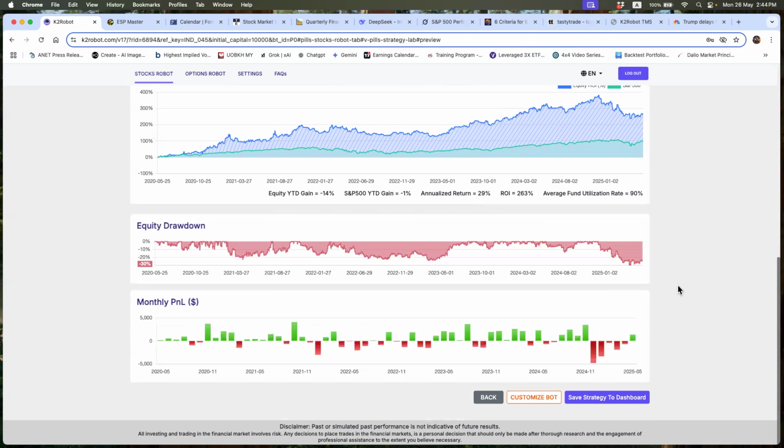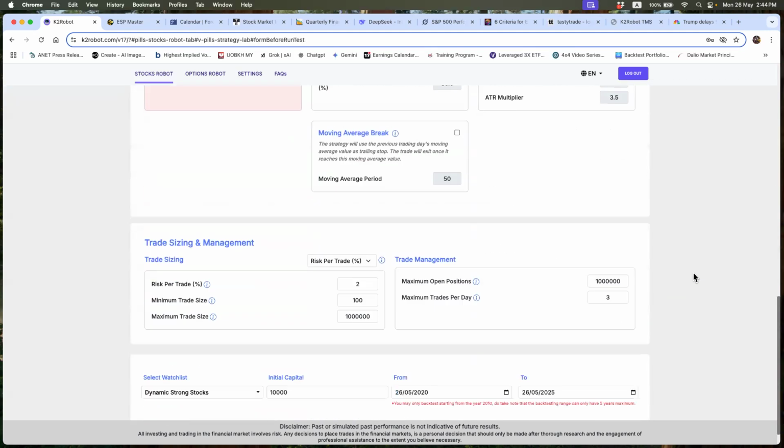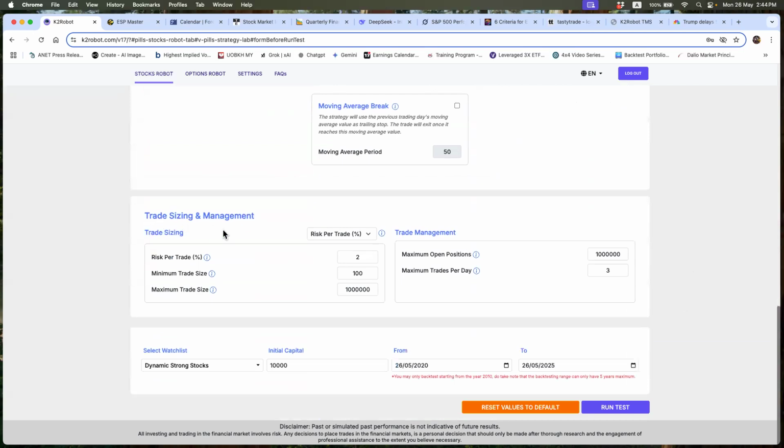But just now, there's one more setting that we didn't do. Notice the average fund utilization is only 90%. So we can go to customize the robot, and this is where, under the trade sizing and management, you can play around with the parameter for the trade sizing, how many shares to buy and how much to risk per trade to improve your ROI, to improve your funds utilization.